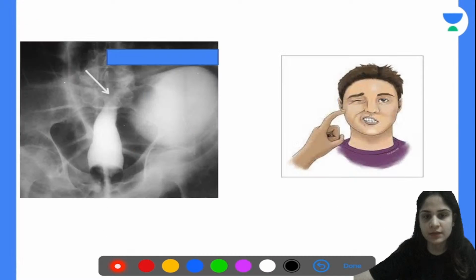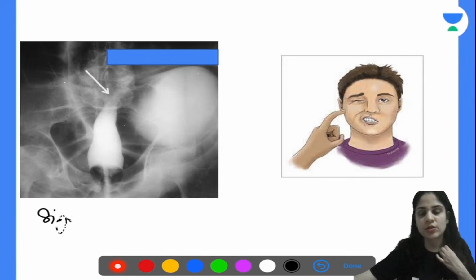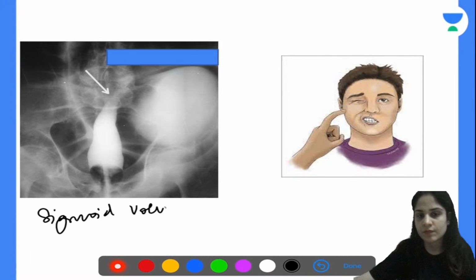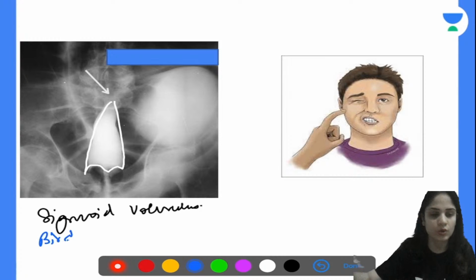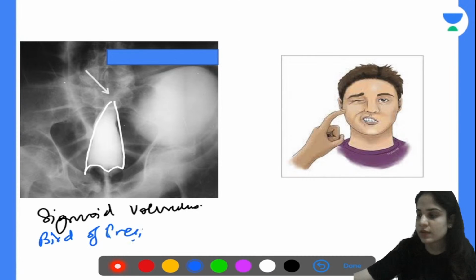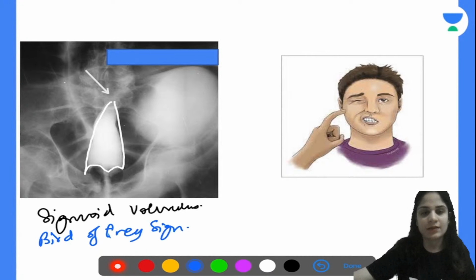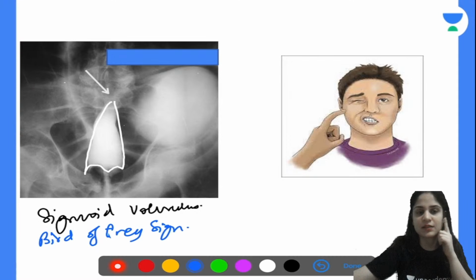Any idea? Again, it is used in sigmoid volvulus. And what do you see over here? You can see it looks like a bird catching its prey. So it is called the bird of prey sign. Okay, it is seen around the twisted part of the colon. Alright. Now, can you tell me what is this sign here and in which condition do you get it?